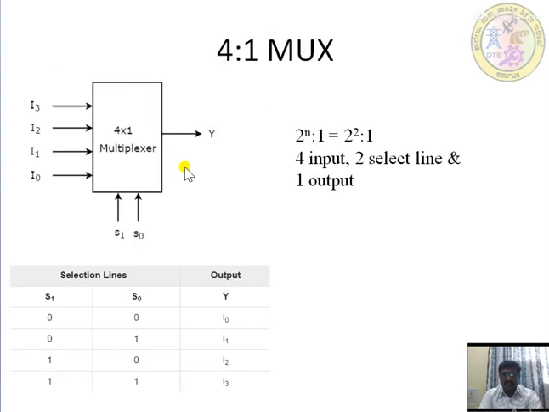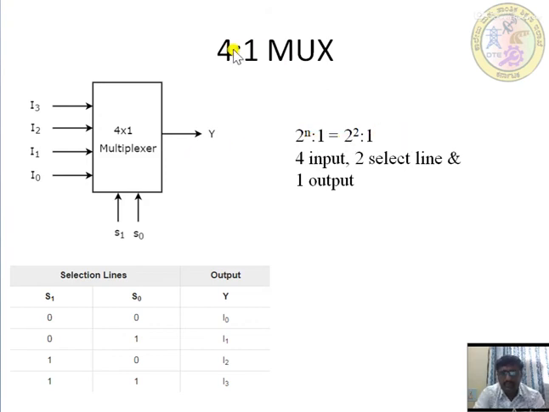Okay, next, in the same fashion, we just go for the higher order of a mux, that is 4:1 mux. 4:1 mux. 4 means what? 2 square, that is 2 square is to 1. Okay, 2 square means it is having what? The formula for the mux is what? 2 raised to n is to 1.